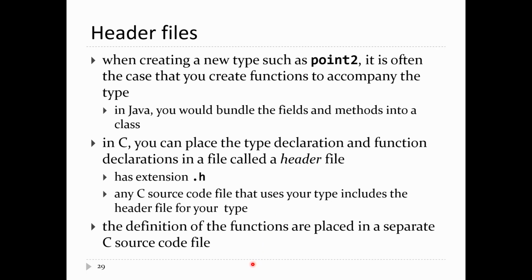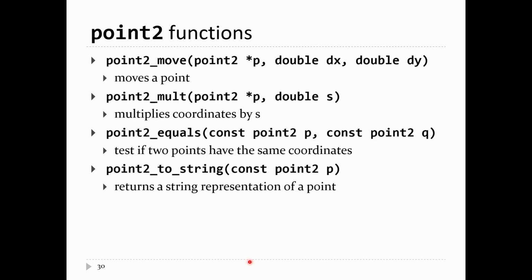The definitions for your functions you put somewhere else, in a separate C source code file. So I'm going to take this point2 struct, and I'm going to break it up into two things. I'm going to make a header file called point2.h, and I'm going to make a source code file called point2.c. So what functions do I want to implement for my point struct? You could cook up literally hundreds of these functions. I'm just going to do 4, I guess.